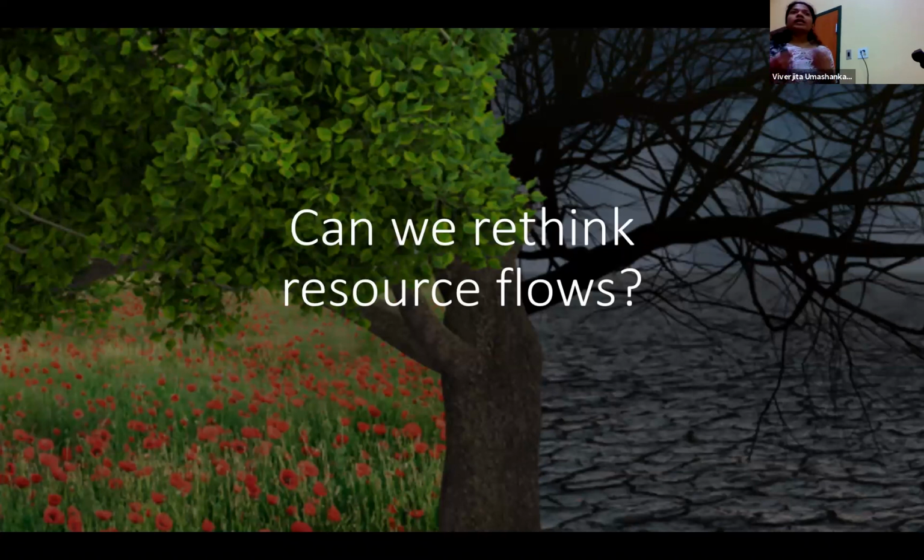While the economic growth and the prosperity associated with that is good and desirable, we really need to think, is this the best we can do? Can we rethink how materials flow through our system? Are there ways in which we can sustainably manage resources? So what I'm going to talk about today is really about rethinking these resource flows.